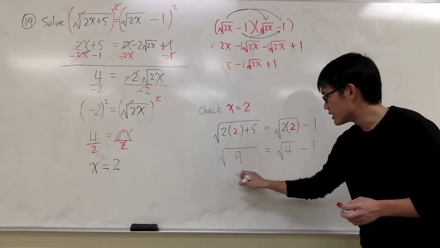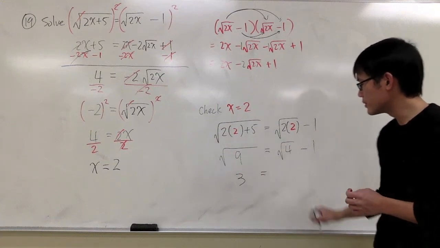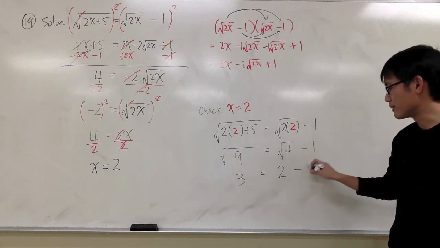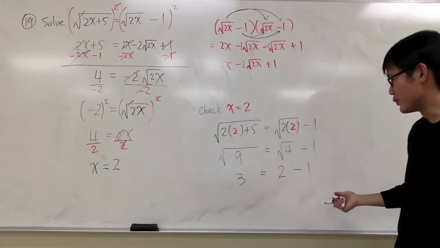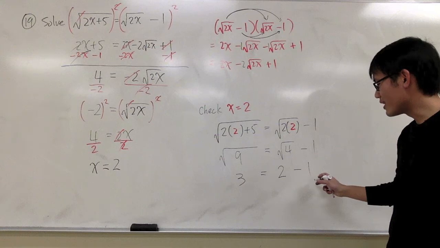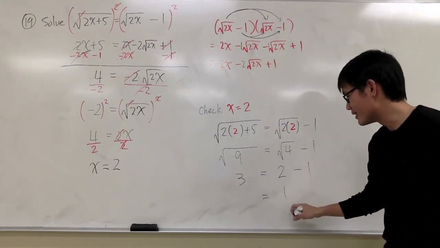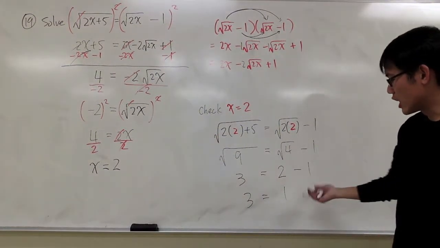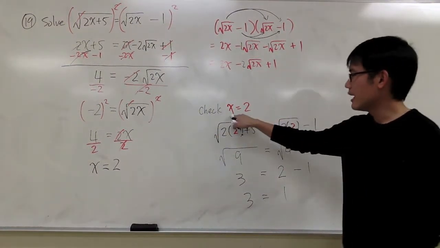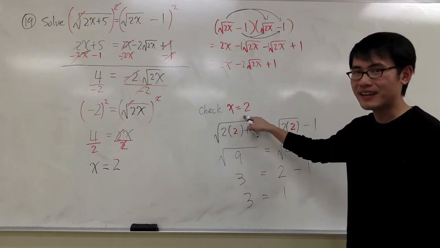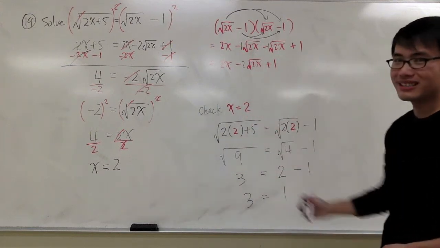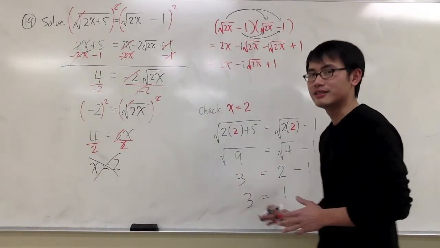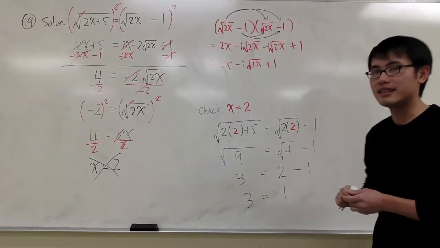Square root of 9 is a regular number, 3. Now this equals square root of 4, which is a regular number 2. But then I still have 2 minus 1. And something seems to be wrong, because 2 minus 1 is equal to 1, but I have a 3 on the other side. So as you can see, when x is equal to 2, this wouldn't work out to be correct. So x equal to 2 is not the answer. Right?